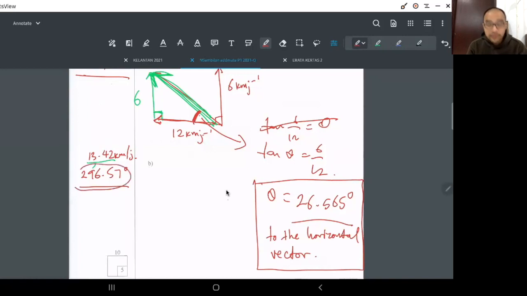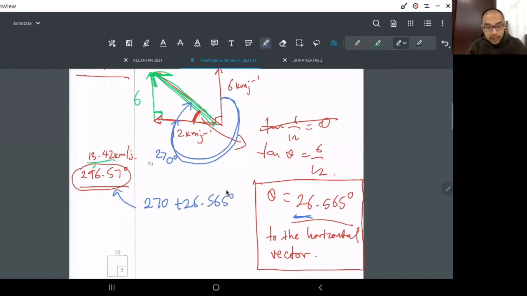Now, the reason why the answer gives it like this is because they are using the maths way, which is bearing. Bearing is always from the north until here. So from the north until here, this is 270 degrees plus 26.565. So 270 plus 26.565 will give you this answer, 296.57 degrees. You can do it both ways. Of course, when you write the bearing way, you don't have to write this to the horizontal vector, because it is a universal language. People understand bearing.